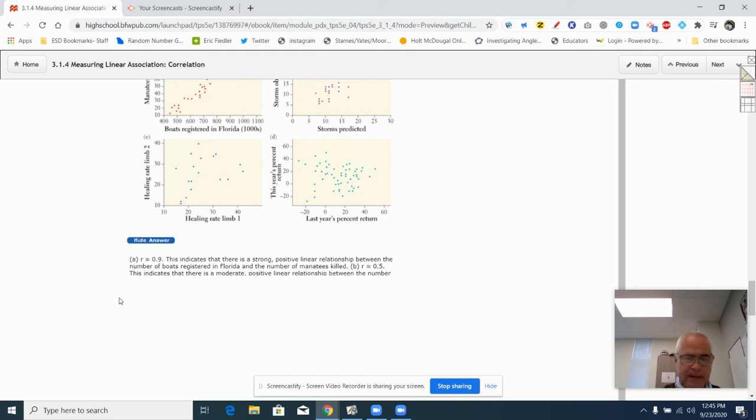And then part D, R is equal to -0.1, more spread out than the other 3 graphs. This indicates that there is a weak negative linear relationship between last year's percent return and this year's percent return in the stock market. So you can hear me describing direction, form, and strength in those interpretations of R in context.